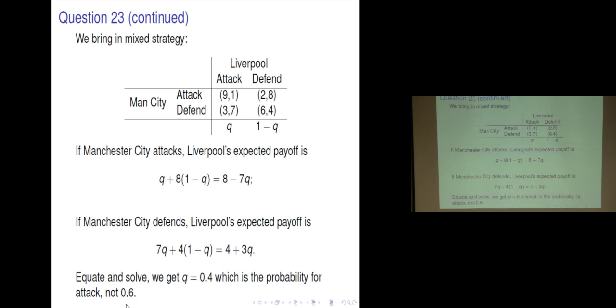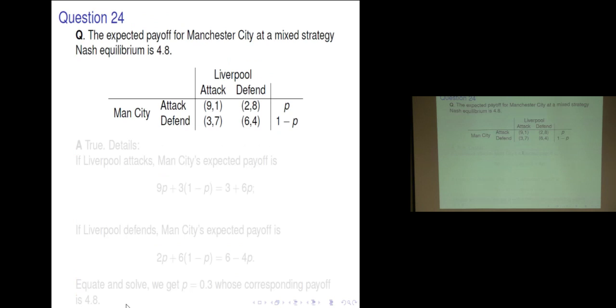Because 0.4 is for attacking, the defending is 0.6. So, sorry, at the Nash equilibrium, Liverpool has to choose attacking with probability 0.4. But the question says 0.6, so it's wrong. Is this okay? Okay.